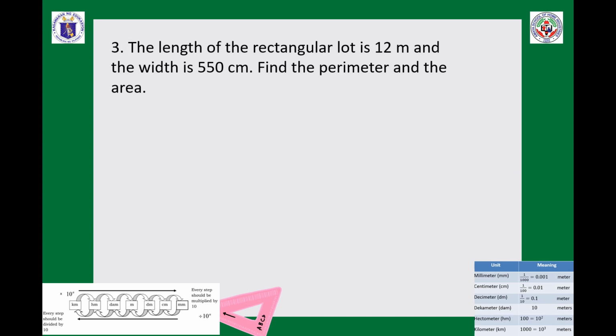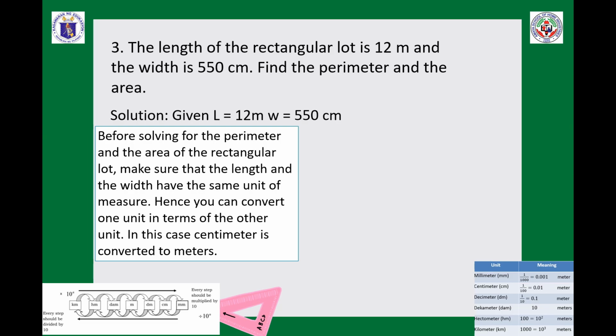Next example. The length of the rectangular lot is 12 meters and the width is 550 centimeters. Find the perimeter and the area. Solution. Given is the length 12 meters, width is 550 centimeters. Before solving for the perimeter and the area of the rectangular lot, make sure that the length and the width have the same unit of measure. Hence, you can convert one unit in terms of the other unit.